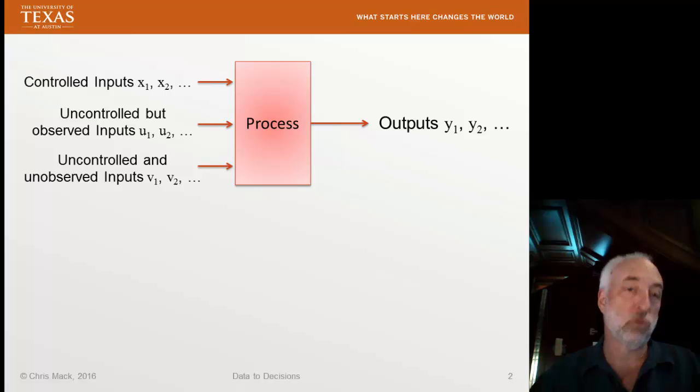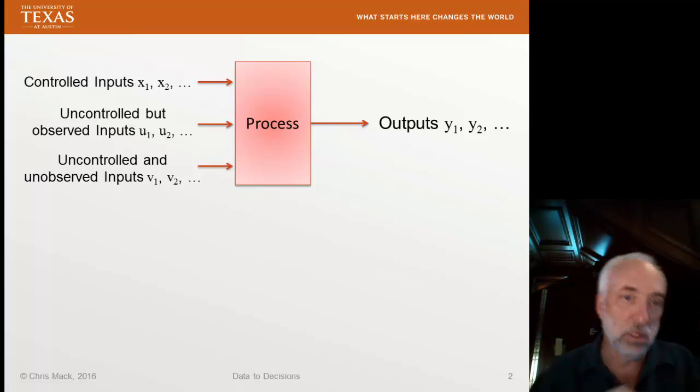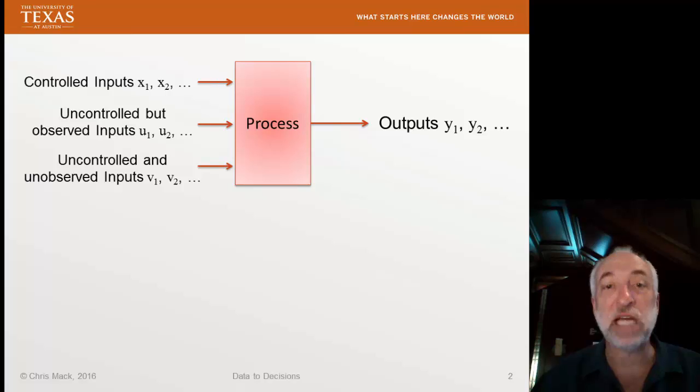But there also might be some uncontrolled and unobserved inputs. Maybe there's some natural vibration of certain frequencies that are wiggling my experimental setup, and I don't control it, and I don't measure it either. How we think about these three kinds of inputs depends on what we're trying to do with our experiment.